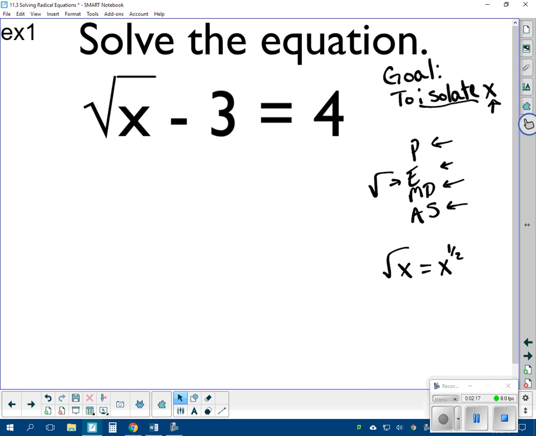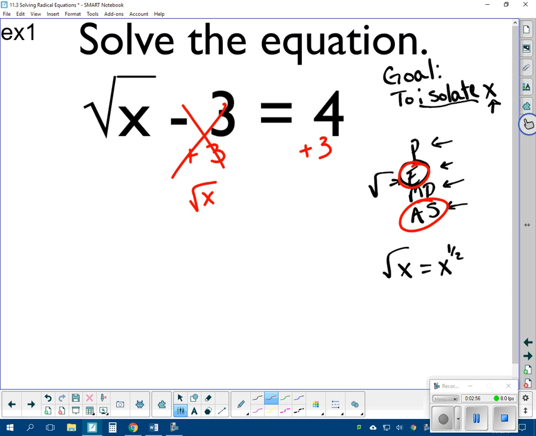Not a huge big deal for us right now, but it is important to know that's where it falls in the order of operations so that when we're undoing it, we know which order to undo things in first. So if that's the case, in this particular problem, we have the radical, so that would be the exponent piece, and we have a minus 3, so that's the addition subtraction. Which one of those should be undone first? Well, it's the opposite of the order of operations, so you would undo the subtraction. How do you undo minus 3? You need to add 3. So that eliminates here. The square root of x equals 7.